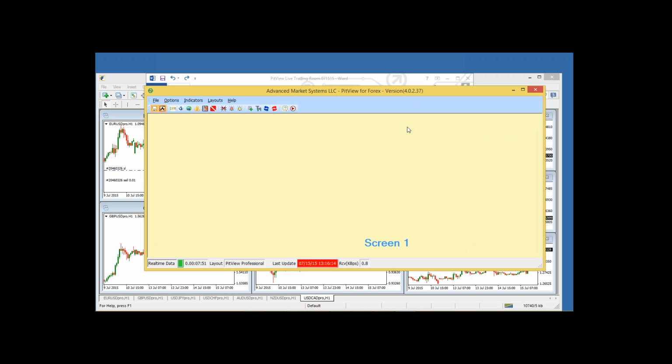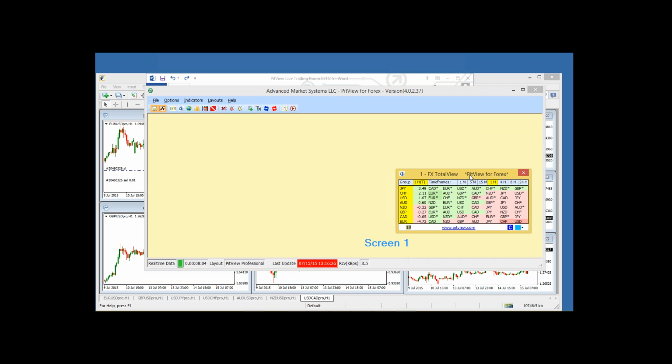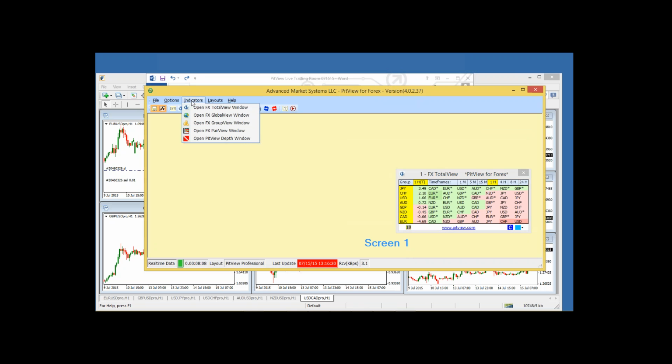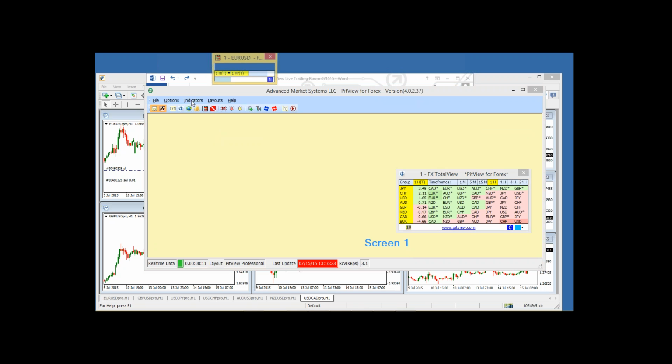So when you first pull up the PitView software, what I usually do is I'll go up here under indicators, and I'll pull up total view first, and I'll show you how I customize that here in just a second. That'll bring the total view up. And then under indicators, I'll left click on pair view, and I'll bring up 3 instances of pair view.